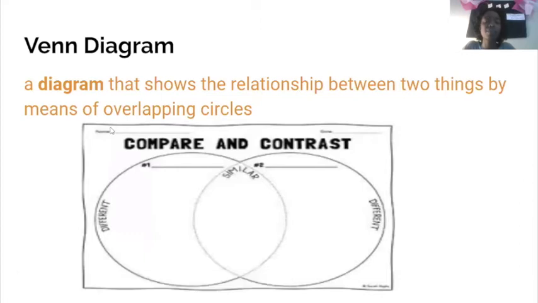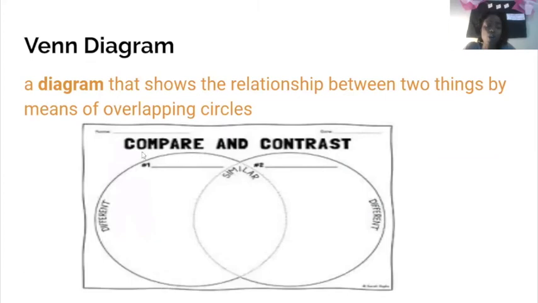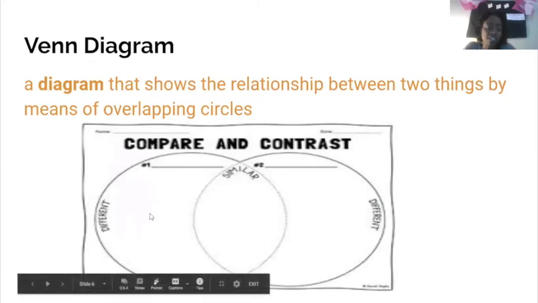Now, when we're comparing and contrasting, there's a tool we can use to help us organize our thoughts. And this tool is called a Venn diagram. A Venn diagram is a diagram that shows the relationship between 2 things by means of overlapping circles. So notice that these 2 circles below here overlap in the middle. That's where you tell what's the same between both things you're comparing and contrasting. And on the outside, you tell what is the difference in one thing and what's the difference in the other.